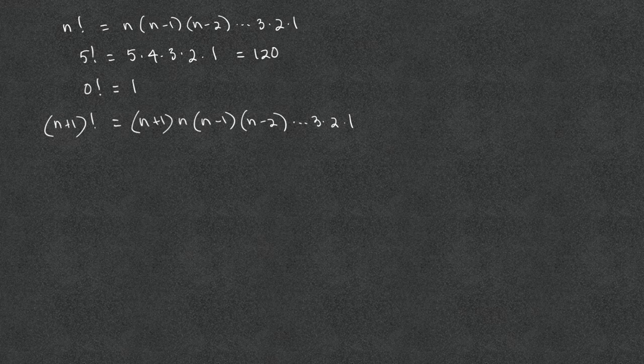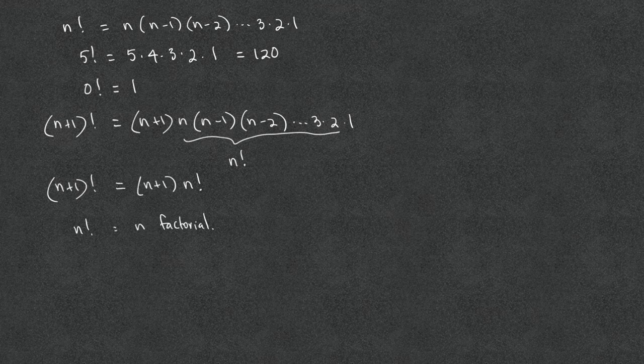Also, (n plus 1) factorial is (n plus 1) times n all the way to 1. But the product from n all the way to 1 is n factorial, so (n plus 1) factorial can be rewritten as (n plus 1) times n factorial.